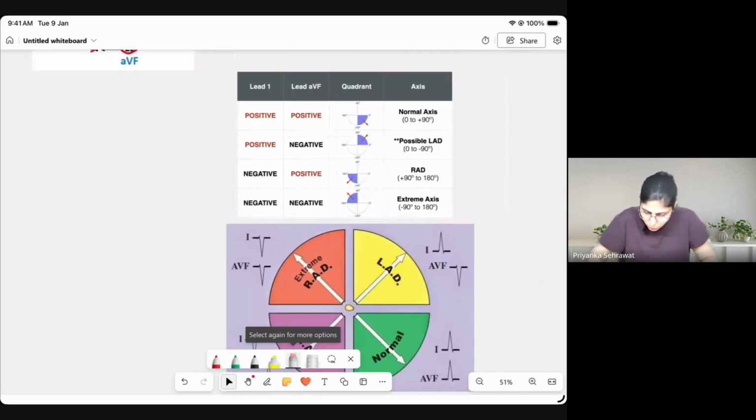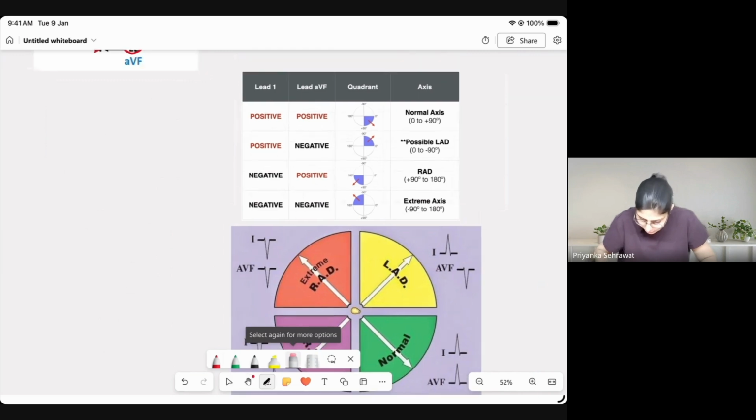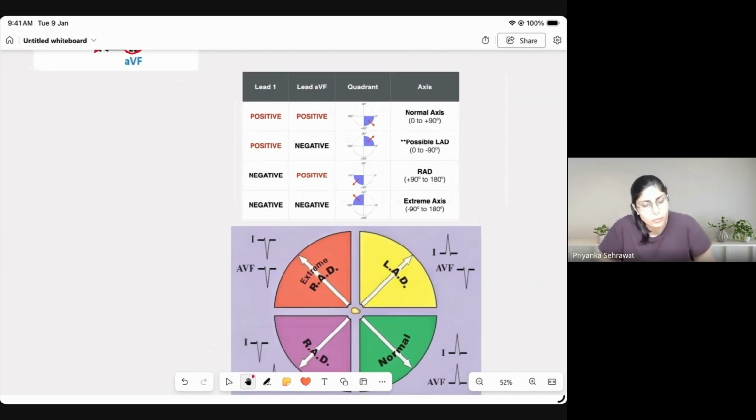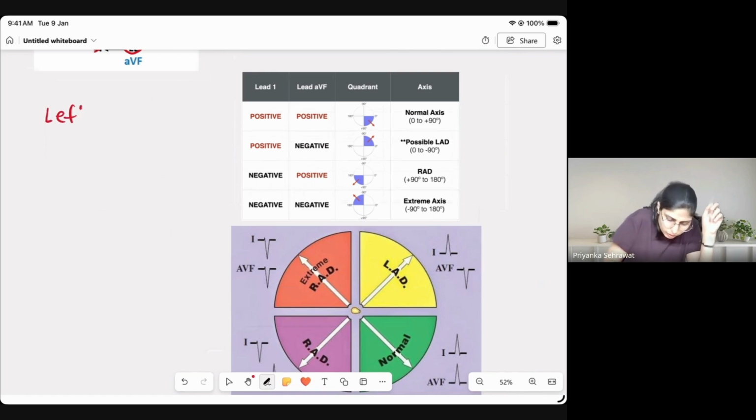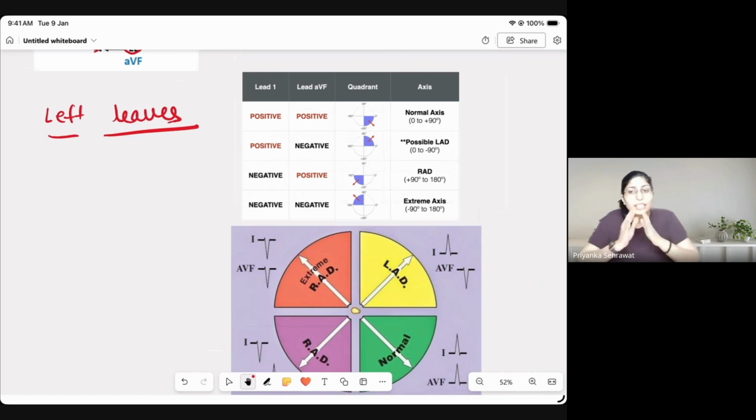Right. Now, how do you know what is the axis? Very, very simple rule, which I have used in my practice to this day. That is only one thing. Okay. Only remember one thing: left leaves. So when we talk about axis, we'll look at two leads: lead 1 and lead AVF.